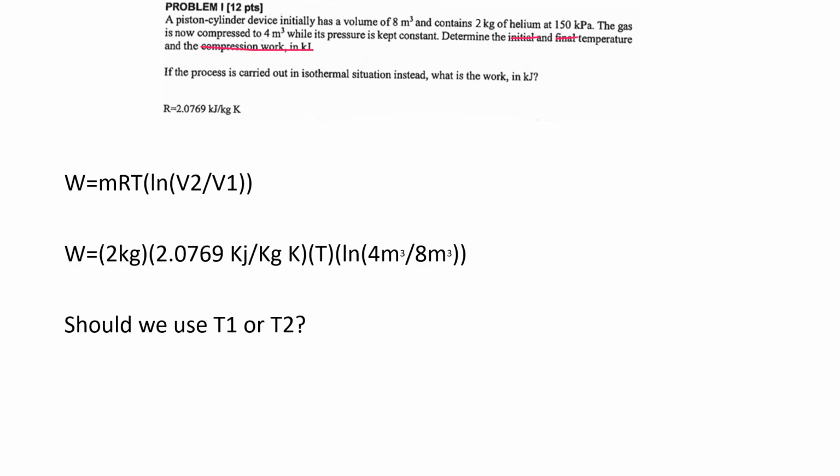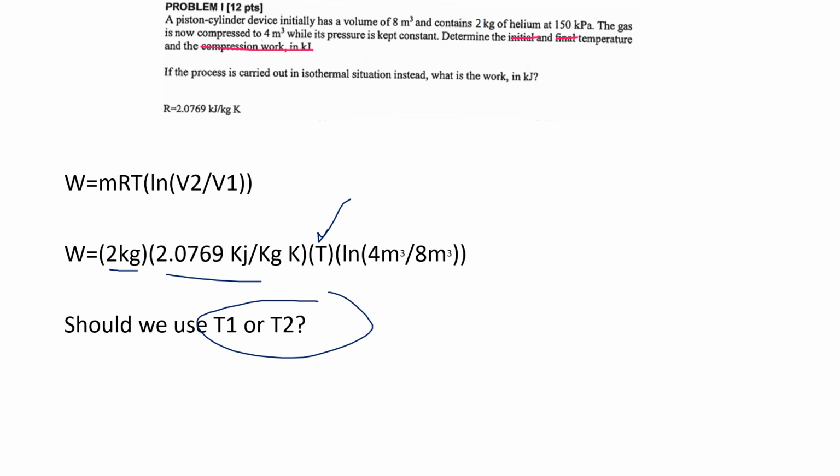So we have a formula, we plug everything into it. The mass is 2 kilograms. T is, yeah, we're going to come back to that, T1 or T2, and then ln of your volume ratio. While I was writing this exam, it took me a little bit to figure out which T to use. Should we use T1 or T2? Because we calculated two T's, right?